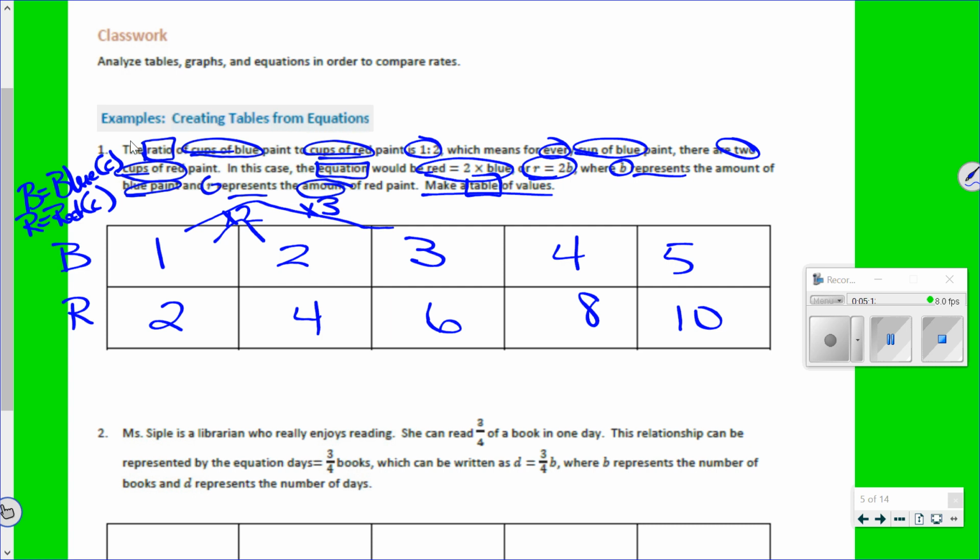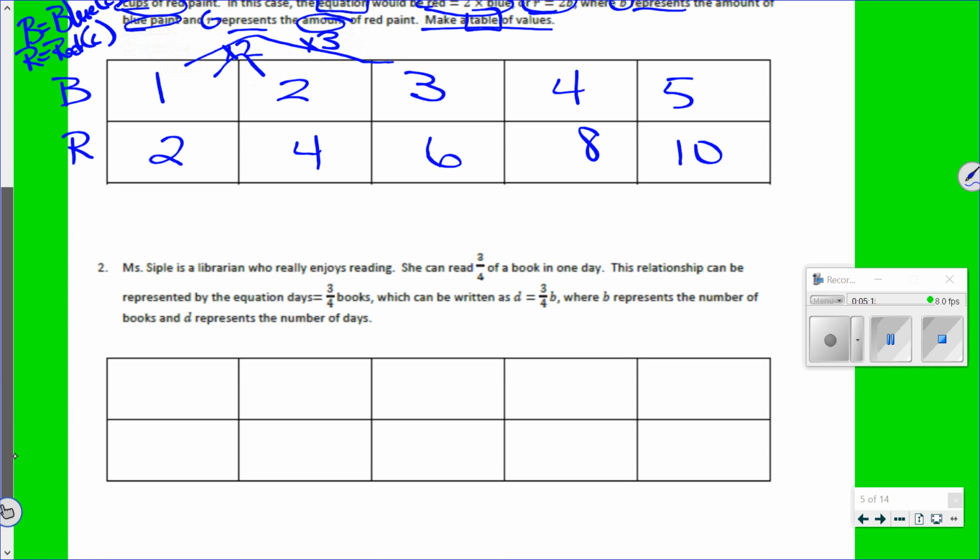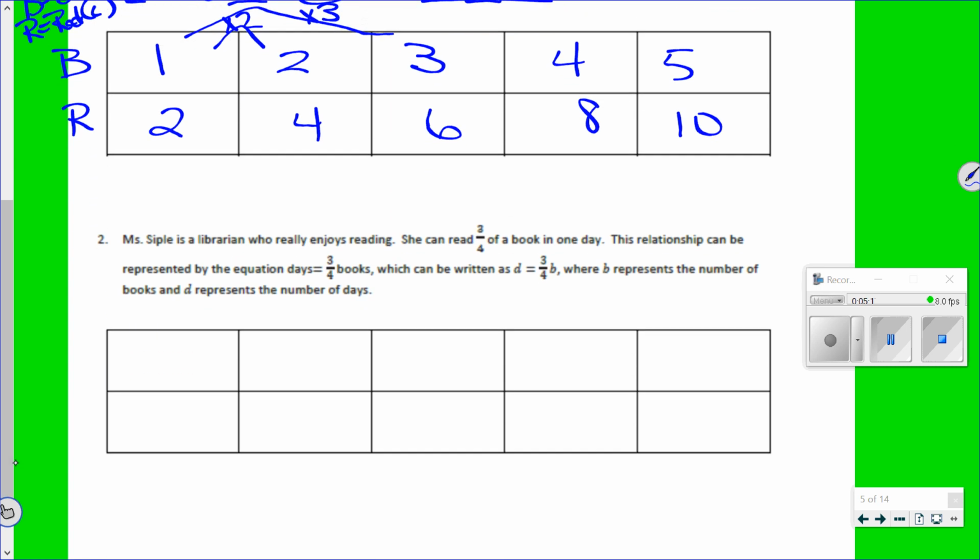Hope you guys have built enough tables at this point. It's getting easier for you. So now that you guys are getting good at these tables, let's throw a curveball at you.